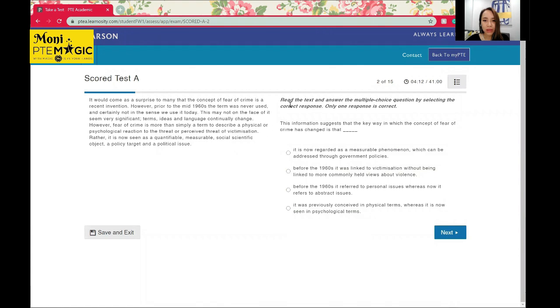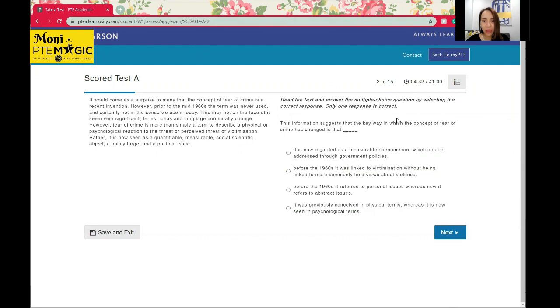Okay, next one. Again, read the text and answer the multiple choice question by selecting the correct answer. Only one response is correct. So again, this is a multiple choice question and single answer. So let's read the question. This information suggests that the key way in which the concept of fear of crime has changed is that.